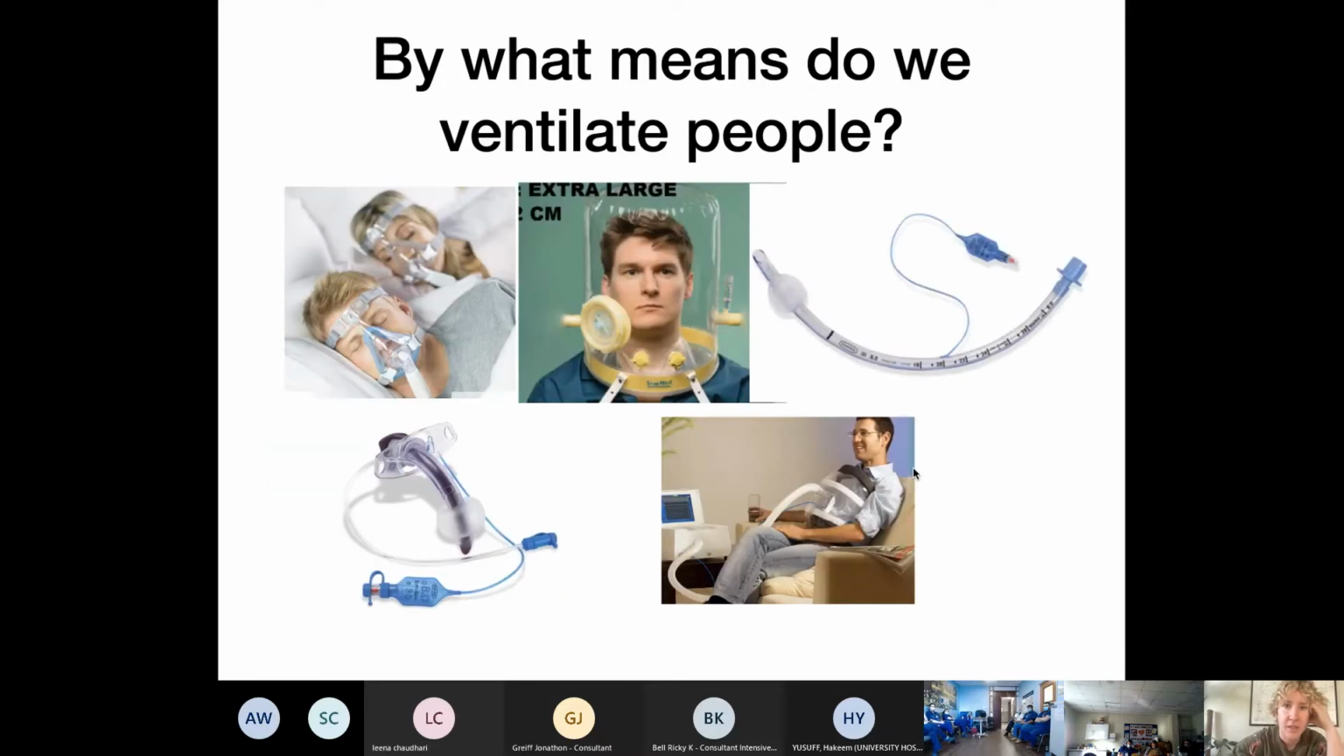And then by what means, this is not a quiz. Some surprisingly well young people there wearing face masks, so we can ventilate people through a face mask. This is a CPAP hood, next picture. That person looks about as happy as our patients do wearing CPAP hoods. ET tube, tracheostomy tube, and the man at the bottom is wearing a sort of modern version of an iron lung or a negative pressure ventilation system, but that's not really used widely on intensive care.